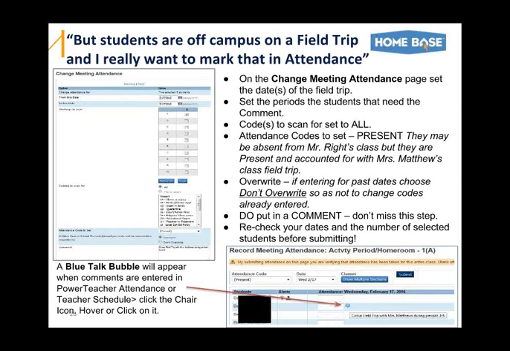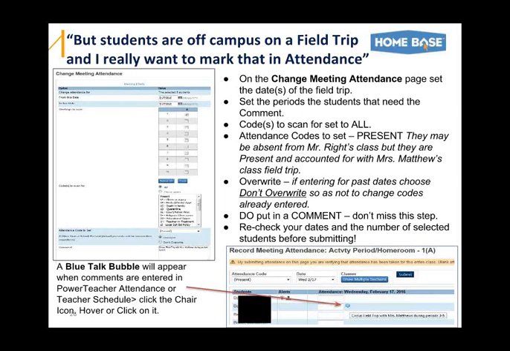So make sure that the dates are right. You're going to choose don't overwrite. And then you're going to submit it, and you will see that there is a blue talk bubble, a blue bubble, telling you that a comment has been entered. And the teachers can see that in their PowerTeacher, or you can see that on the attendance page for the student. For a teacher to look at it, they're going to click the chair. They could hover on it, or they could click it. Either way. All right.